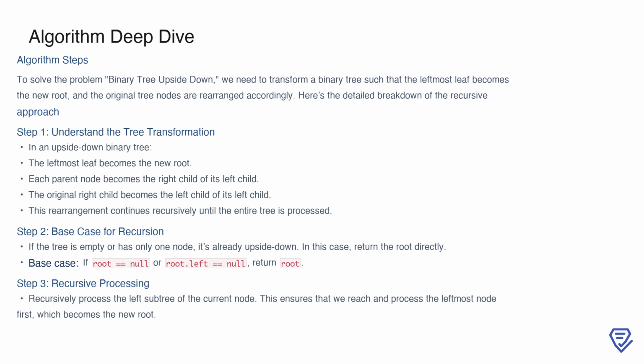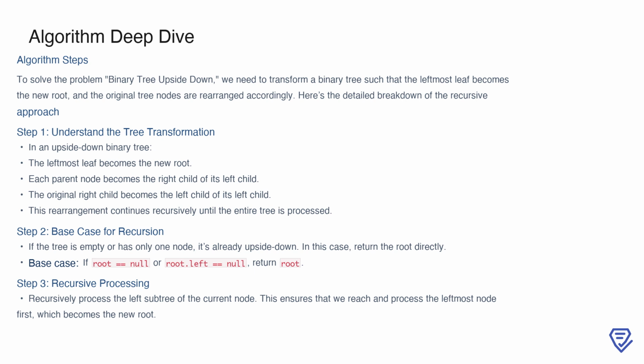To implement this recursively, we start with a base case. If the input tree is empty or contains only one node, it's already in the desired form, so we simply return the root. In terms of the base case condition, if the root is null or the root's left child is null, we return the root as is. Once we've accounted for the base case, we move on to the recursive processing step. Here, we recursively process the left subtree of the current node.